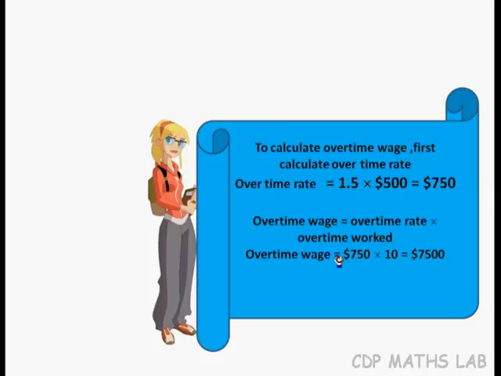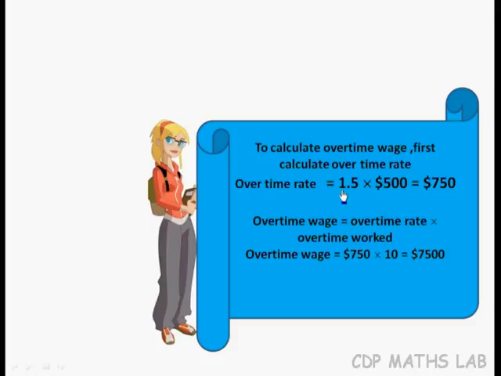Okay, now note something first: our normal hours that she should work for the week is 40 hours. But she decides to work 50 hours, which is 10 hours more than her normal work hours. So in total, she got what? 50 hours. Now, to calculate overtime wage, first calculate overtime what? Rate. So you must calculate the overtime rate first.